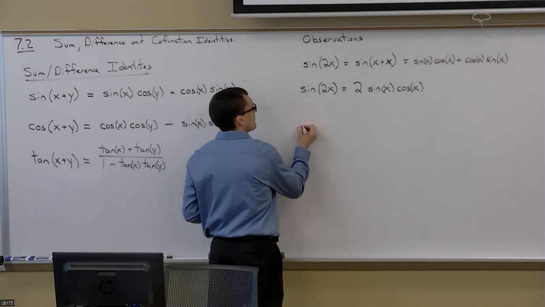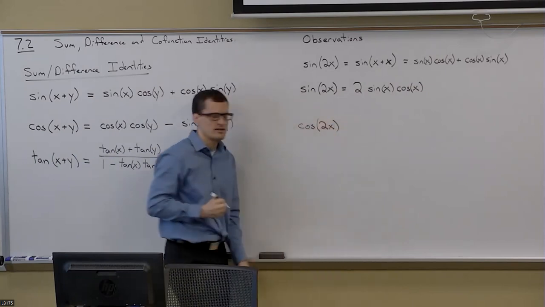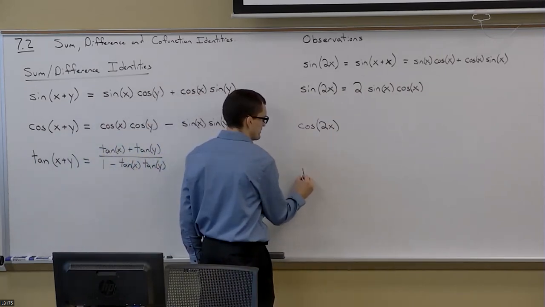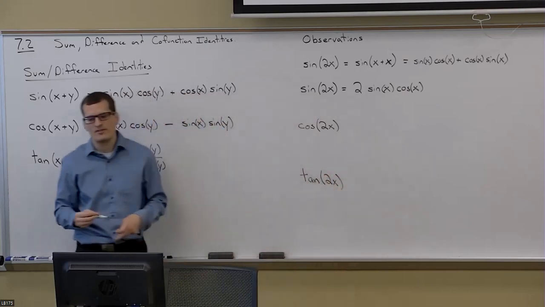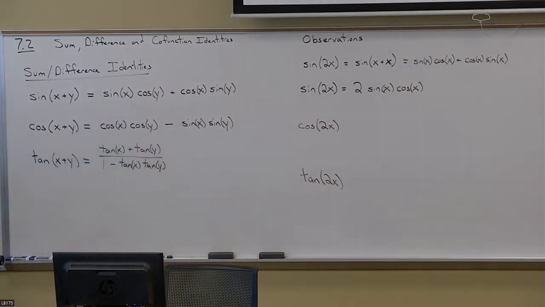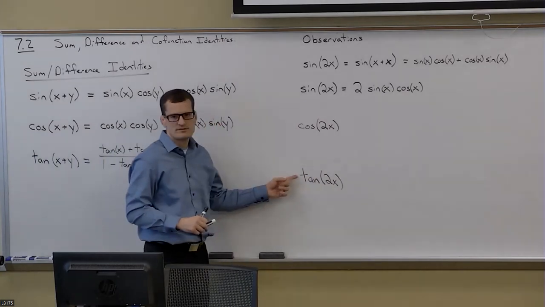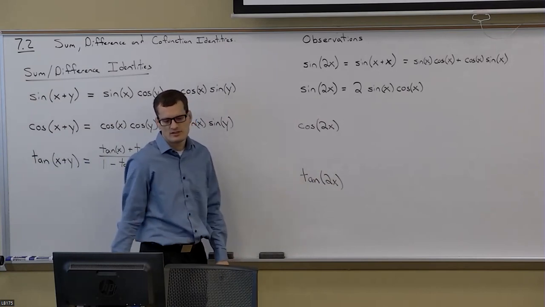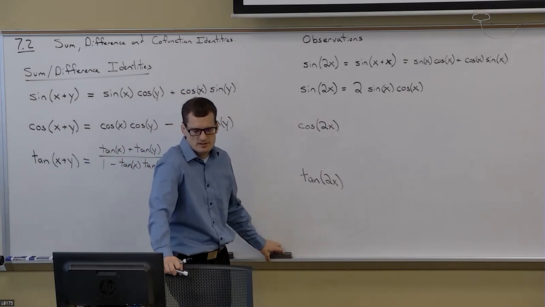I want you to see what happens if you put 2x in as your argument inside of cosine. And then do the same thing with tangent of 2x. See what you end up with in those cases using the sum difference identity. And I will give you the basic version of this and the cotangent version of this. And then the mix and match version of that.